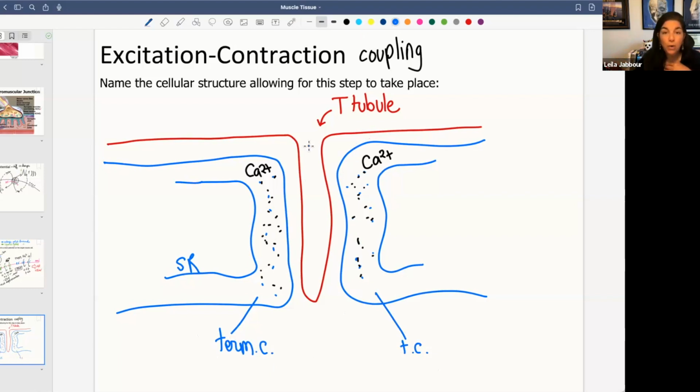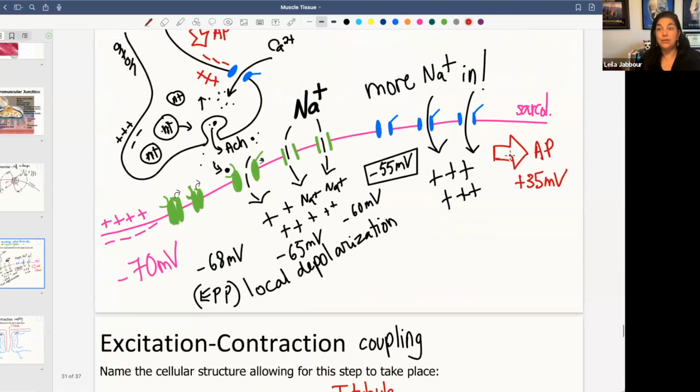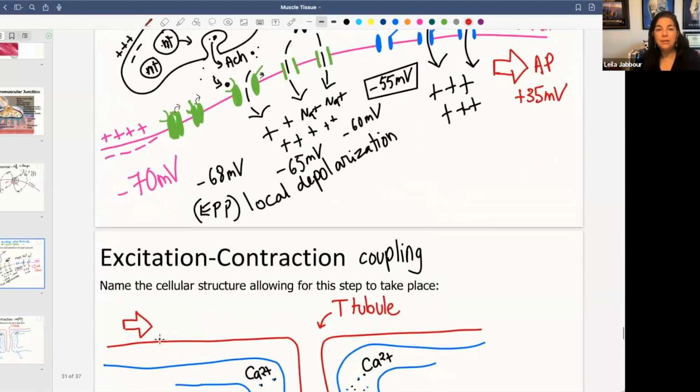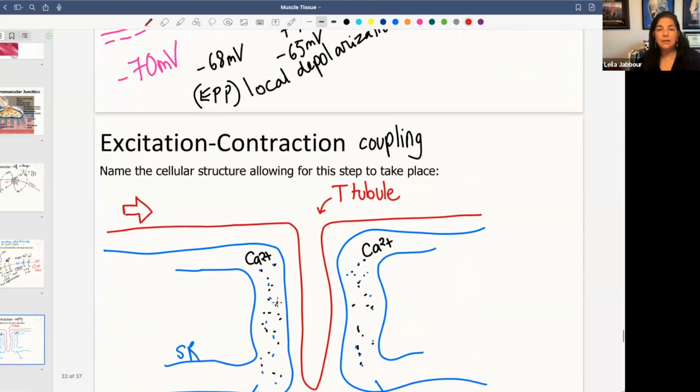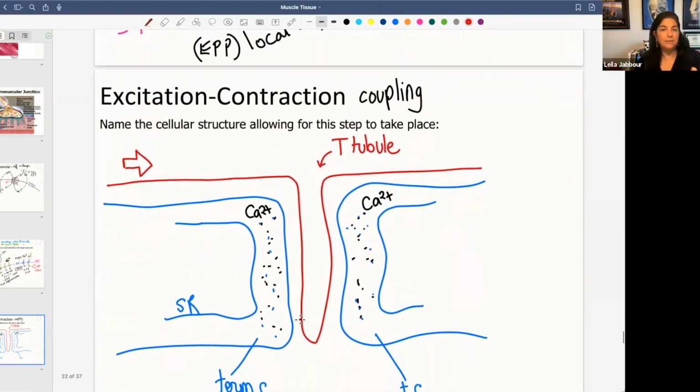Okay, so why is this setup important? Because we created an action potential on the surface of the sarcolemma. Remember, that's where we are here. The action potential is created, perfect. So now we're up here. How do we let the inside know that we have an excitation on the surface?